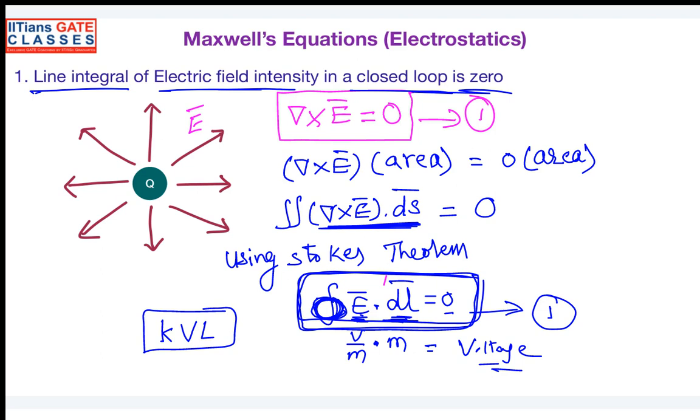See here, the same thing: I used the Stokes theorem, and you are able to convert it back to the line integral. Did you understand that part or not? Using the Stokes theorem, I converted it into a line integral. Is that part clear?